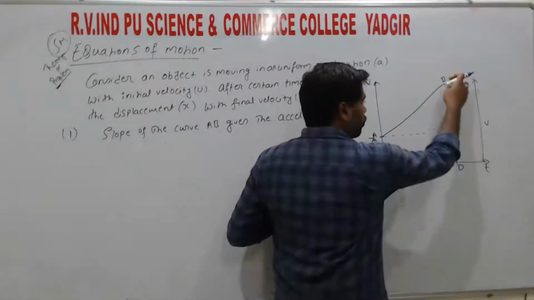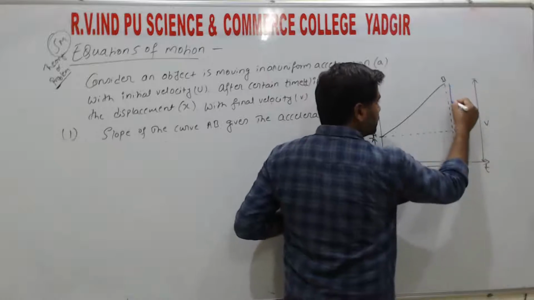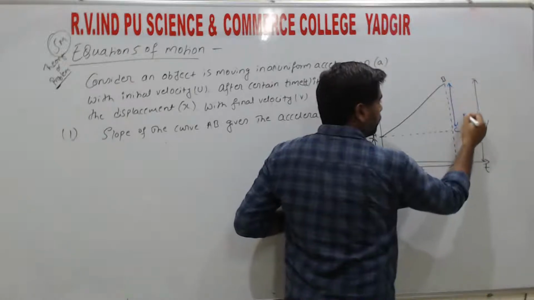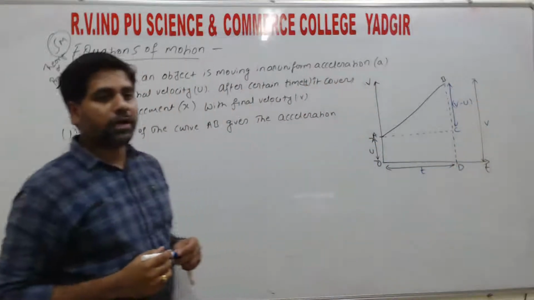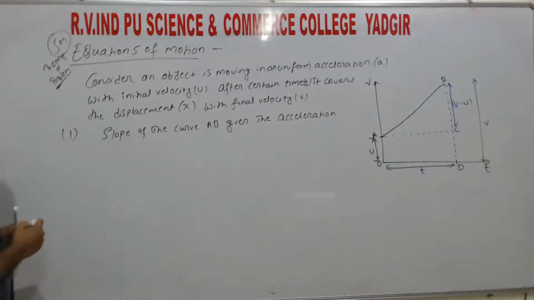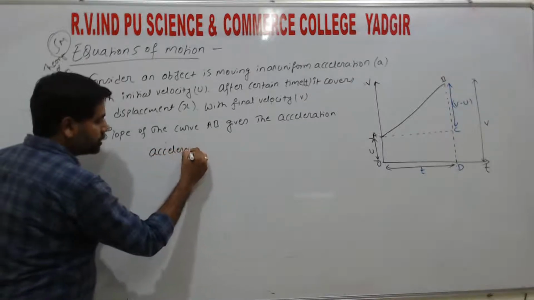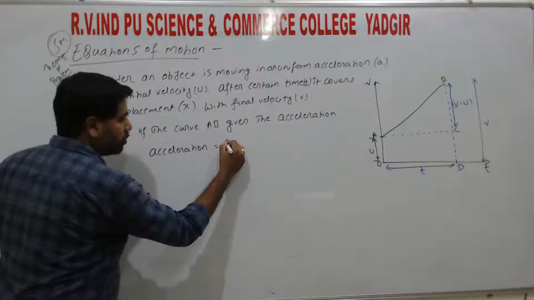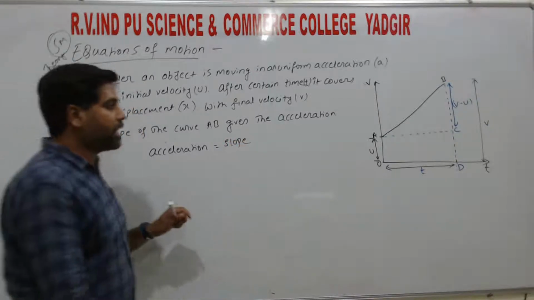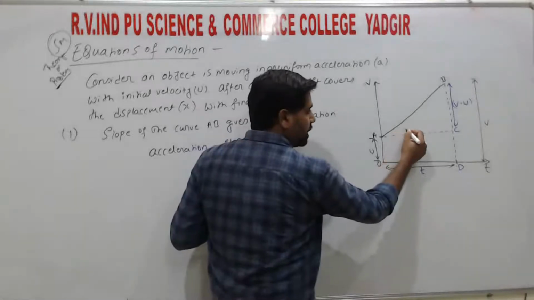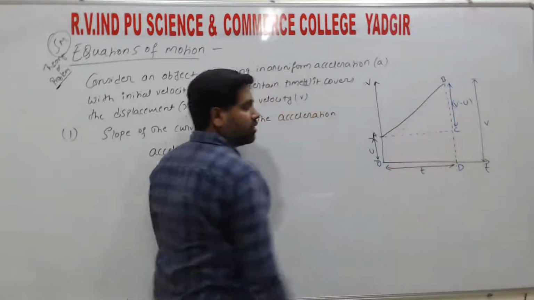So then this total distance BD is what? B. So we need BC. So BC distance is V minus U, right? So again here acceleration is equal to slope, right? So we know slope is tan theta. So if we plot the theta here, then tan theta is equal to opposite side by adjacent side, right?